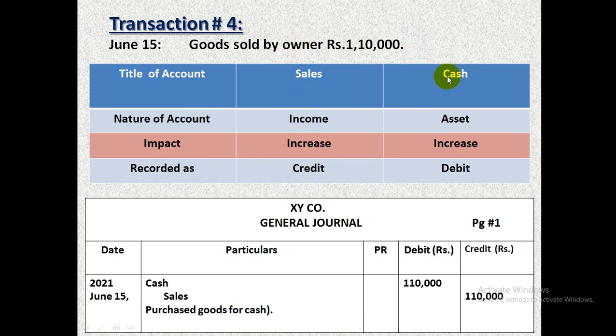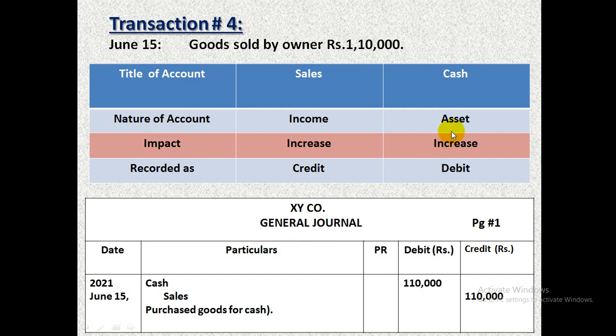If we look at the account of cash, cash by nature is asset. Whenever goods or merchandise is sold by owner, the cash will increase. He is selling the goods for cash. He is receiving cash. Therefore, his cash is increasing. Cash is an asset. Whenever asset increases, according to rules of debit and credit, it should be recorded in the debit side. Now, how to record this transaction in journal?